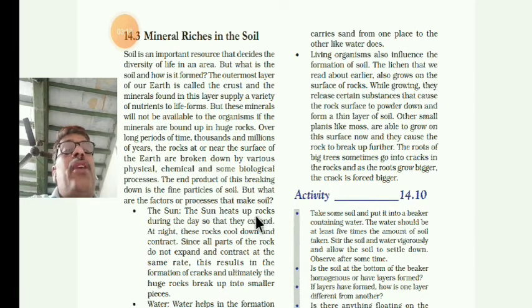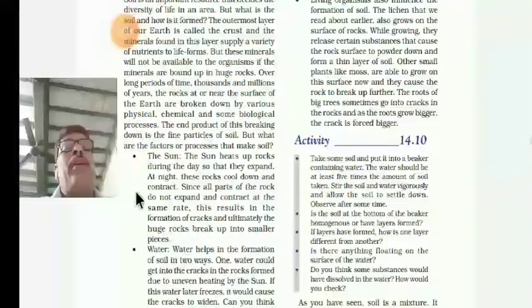The sun heats up the rocks during the day so that they expand. Expand means increases their size. At night, these rocks cool down and contract, becoming small. Since all the parts of the rocks do not expand and contract at the same rate or at the same time, what will happen? This results in the formation of cracks. So ultimately cracks are produced in the rocks and ultimately huge rocks break into smaller pieces. So this is by the sun.